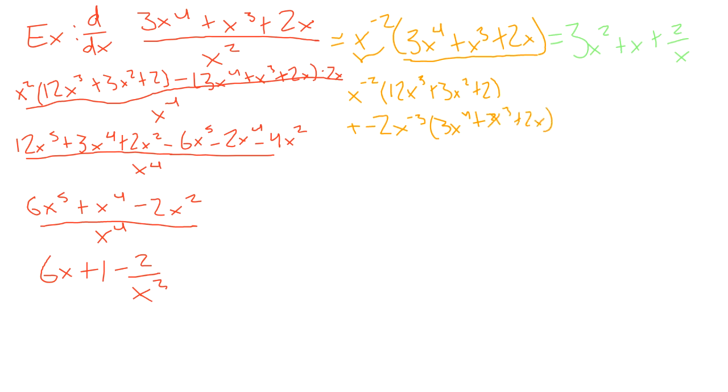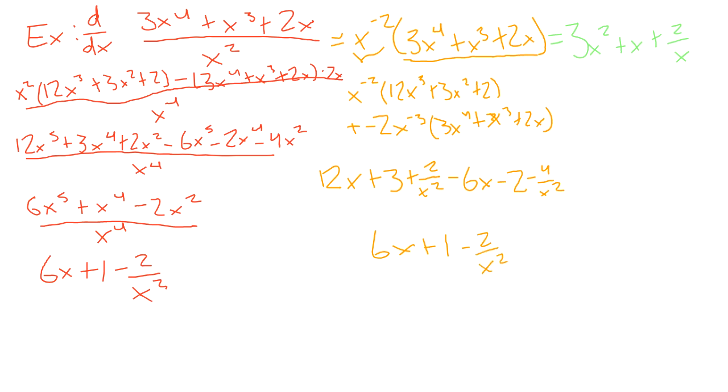We can distribute everything out to where we get 12x plus 3 plus 2 over x squared, and then minus 6x, minus 2, minus 4 over x squared, which gives us 6x plus 1 minus 2 over x squared.